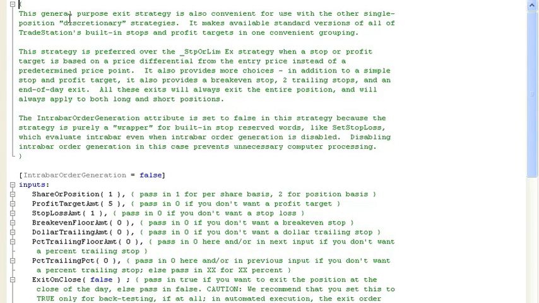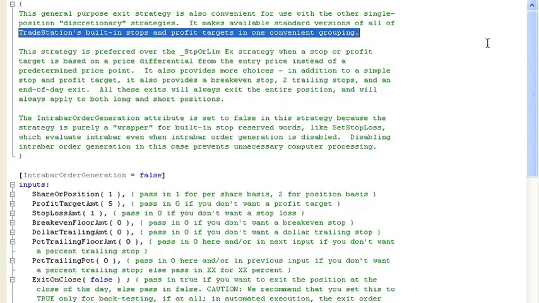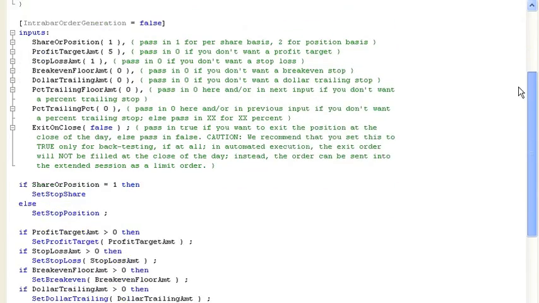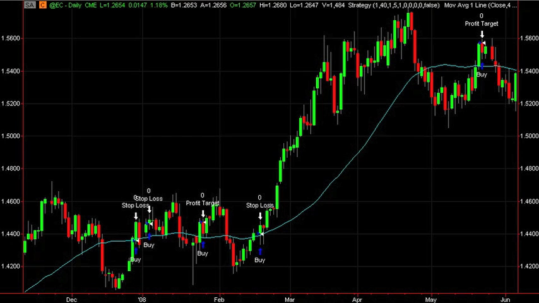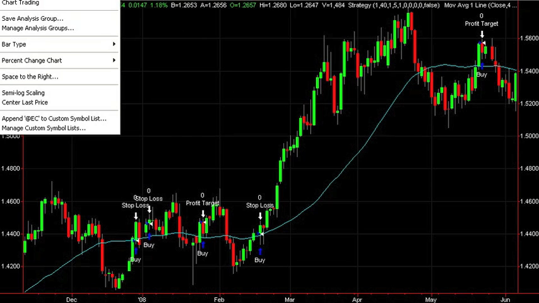And you can see this is a general purpose exit strategy, and this strategy is used to make available standard versions of all TradeStation's built-in stops and profit targets in one convenient group. And you can see here they are. What it makes available is setting profit targets, setting stop loss, break even, dollar trailing, percent trailing, and exiting on the close. So if we go back, we have this inserted.